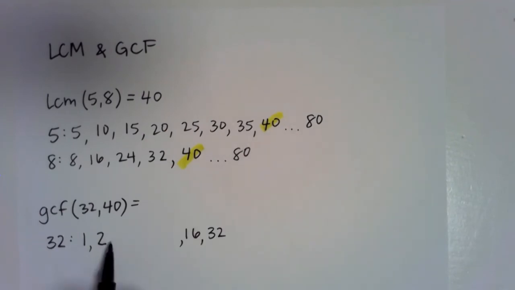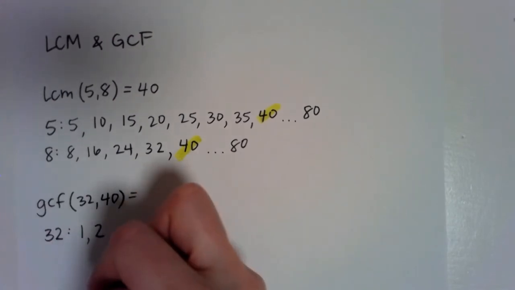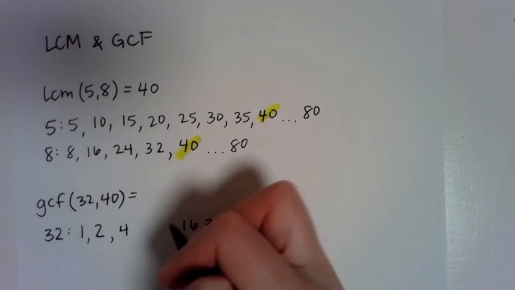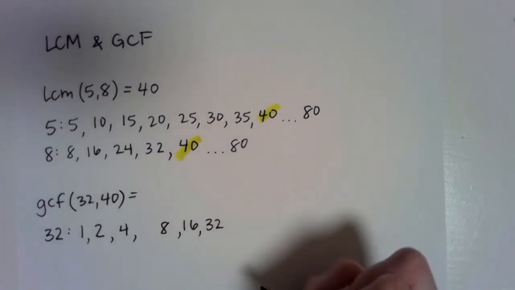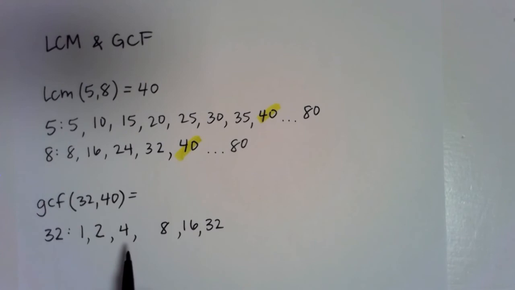And the next one would be 3. 3 does not divide 32. Well, you could divide 32 by 3, but you wouldn't get a whole number as your answer. So 3 is not a factor of 32. 4 is a factor of 32 because 4 times 8 is 32. Let's keep going. 5 does not divide 32. Neither does 6. Neither does 7. 8 does, but we already have it on our list. So we know we've got all the factors of 32.